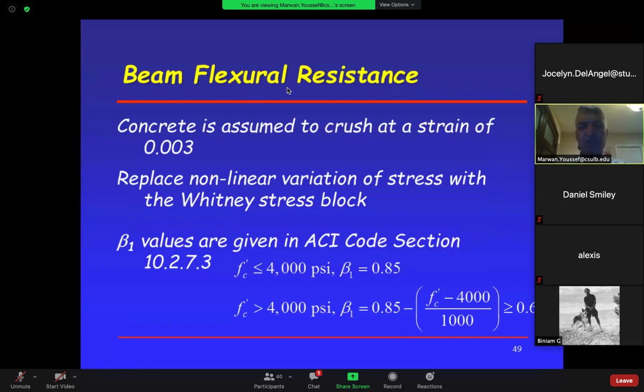Let's continue. So this is again we got beta 1. Now, if f prime c is greater than 4,000, beta 1 is this; this is the formula for it. So all you have to do is plug f prime c here and then solve for it. But no matter what this value is, it has to be greater than or equal to 0.65. Like I said, practically speaking, this is going to be your number most all the time.